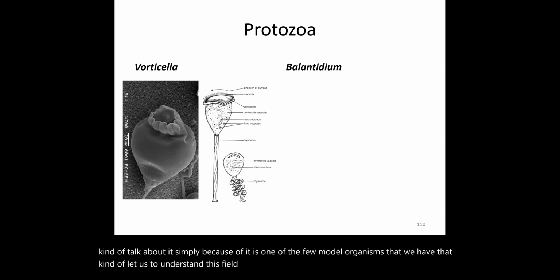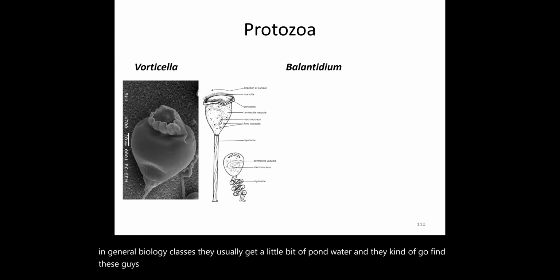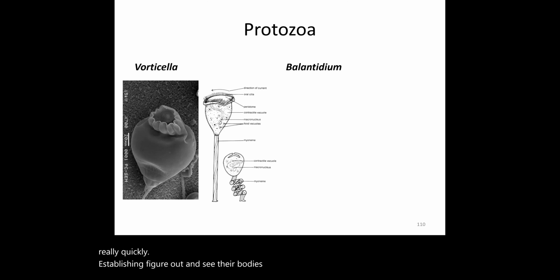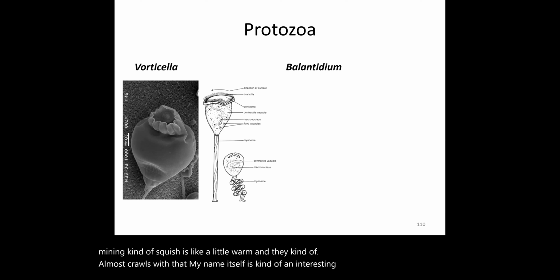And that's about it. Normally, when people are in general biology classes, they get a little bit of pond water and go find these guys, and they're relatively easy to find under a microscope on just scanning power. It's really quick to establish and see their bodies moving. What's really neat is that the myoneme squishes like a little worm, and it almost crawls with that myoneme itself. So it's an interesting way of motion. Remember, we classify these guys based on motion, right?